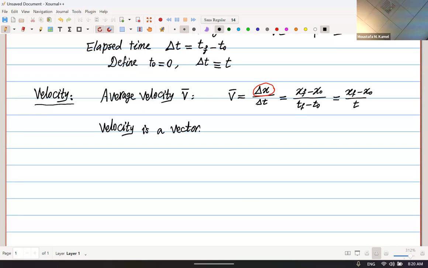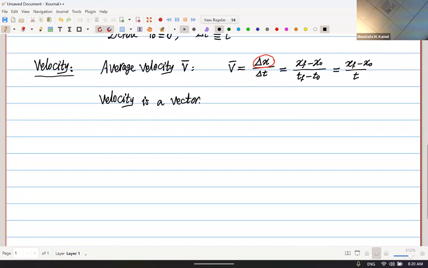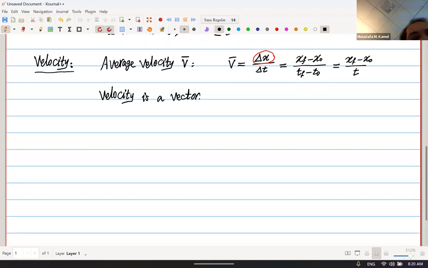So if we wanted to have more details, we will make our time interval smaller and smaller and smaller until eventually it becomes infinitesimally small, practically a point in time. So this defines instantaneous velocity, not average velocity. So instantaneous velocity is the average velocity, but over a very small amount of time, or effectively at a point or a moment in time.